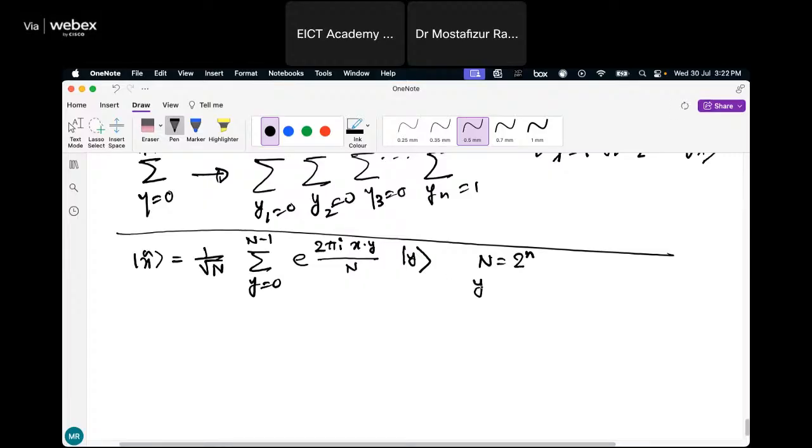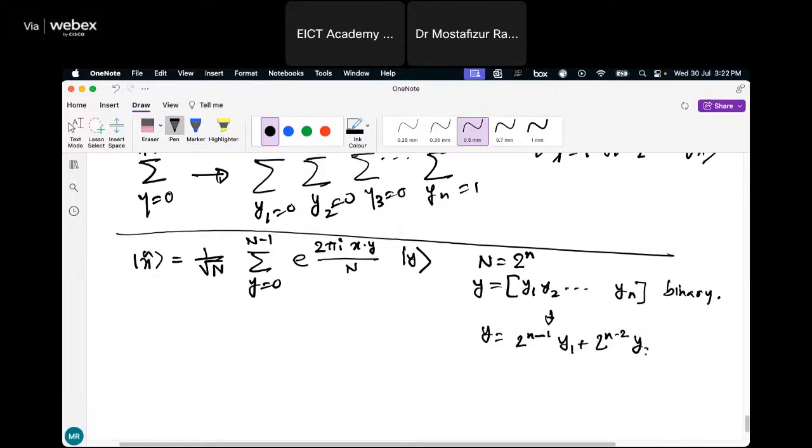And y has a representation as a bit string y1, y2 up to yn, n number of bits. Basically, this is the binary representation. If you see this information in some books, they also write in this format. So it is equivalent to the decimal representation as 2 to the power n minus 1 times y1, plus 2 to the power n minus 2 times y2, and so on up to 2 to the power 0 times yn. So these are equivalent, right? This is like the decimal representation.